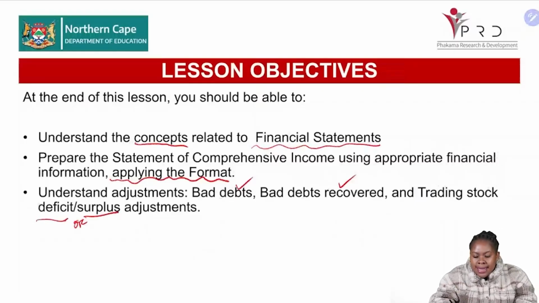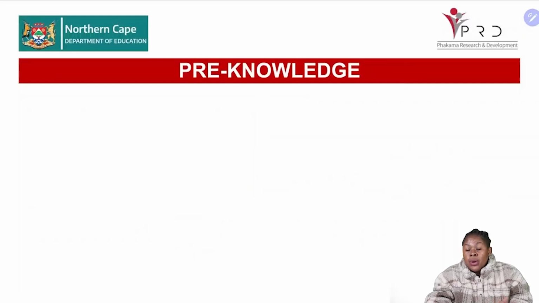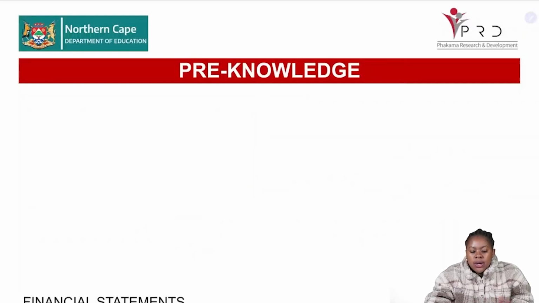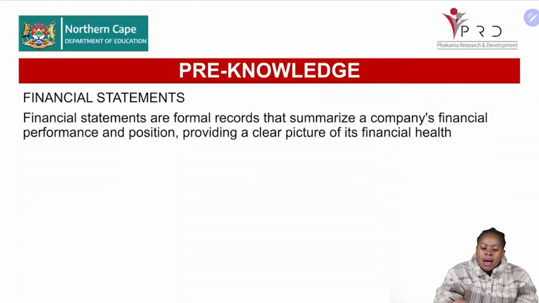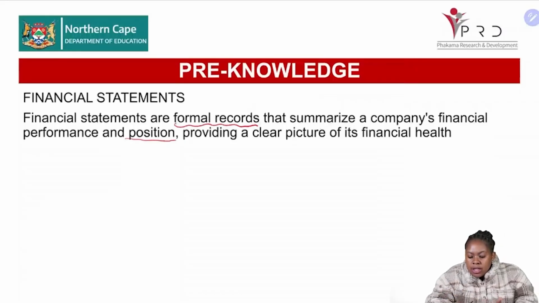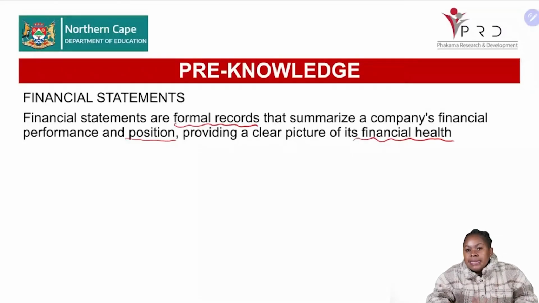Okay, so you need to understand what is happening in these adjustments, how you record it in your statement of comprehensive income. Then the knowledge that you need to already have, you need to know what financial statements are. Financial statements are formal records that summarize the company's financial performance and position to provide a very clear picture of its financial health. So where is the company actually standing at that particular moment?